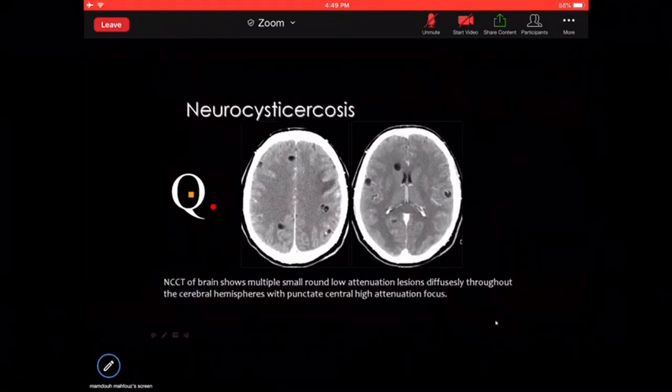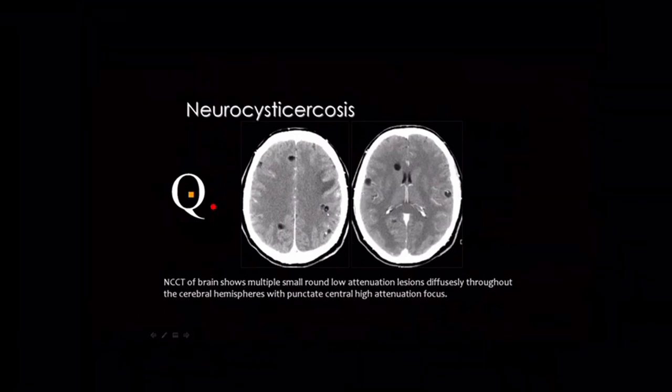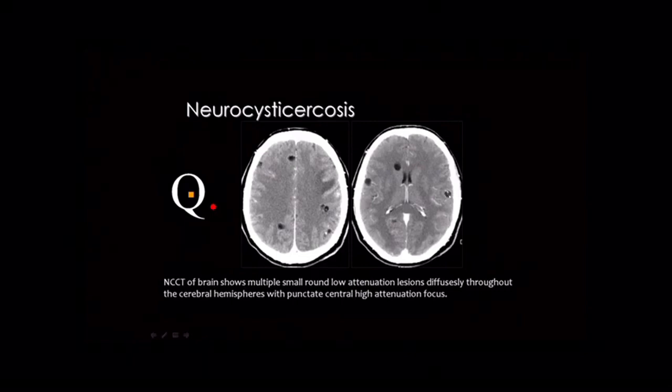Neurocysticercosis. Yes, this is neurocysticercosis and the classic appearance of the cyst and dot sign. It is enough for you to detect only one lesion with a cyst and a nodule, and you consider most of the rest of the lesions belong to the same pathology.